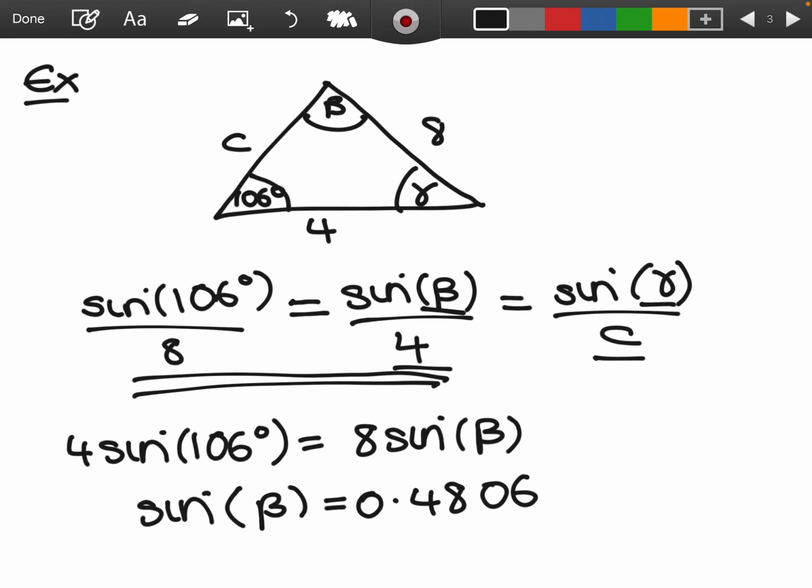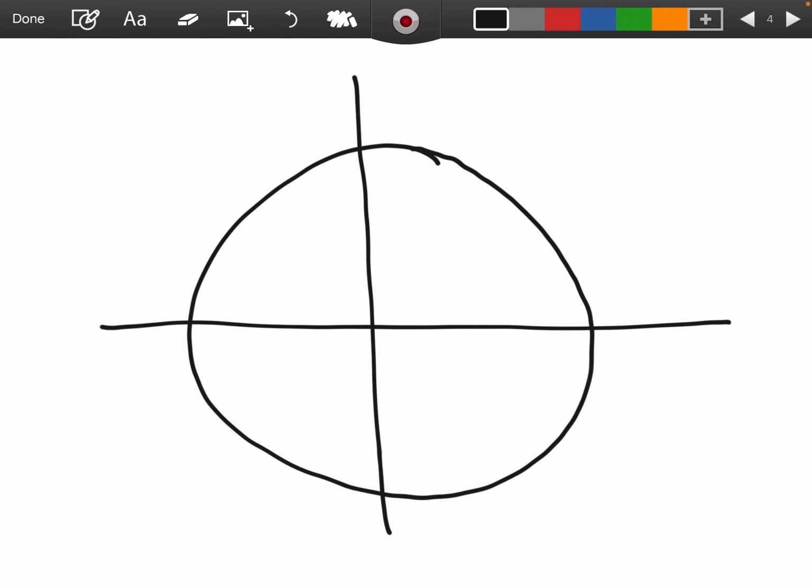And then if you type into your calculator sine inverse of this value, now this value is between -1 and 1, so we know that we're going to get an angle back from this. Do sine inverse of that value on your calculator and you're going to get 28.73 degrees. Okay. How do I know that there is only one triangle possible here?